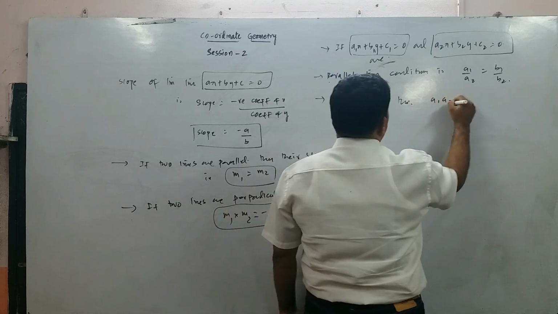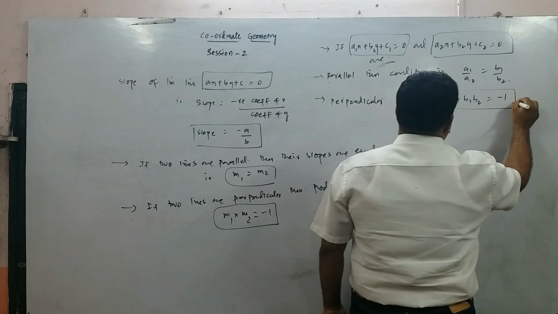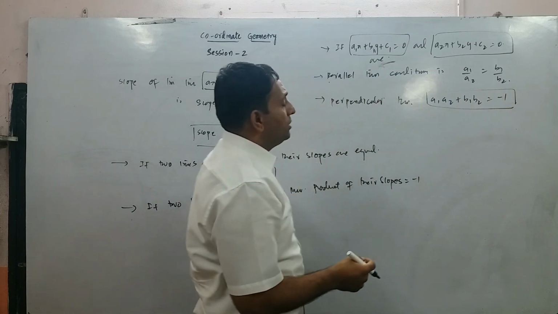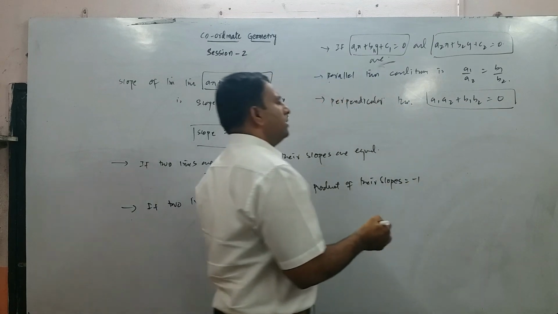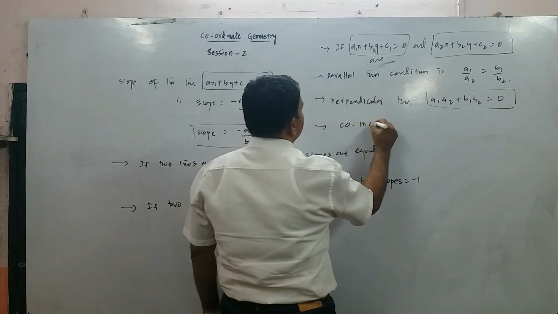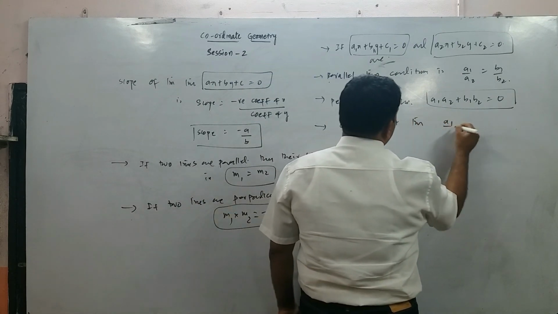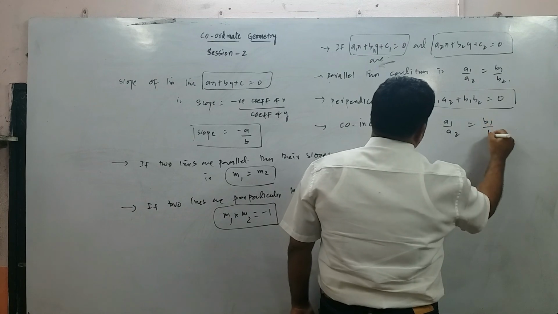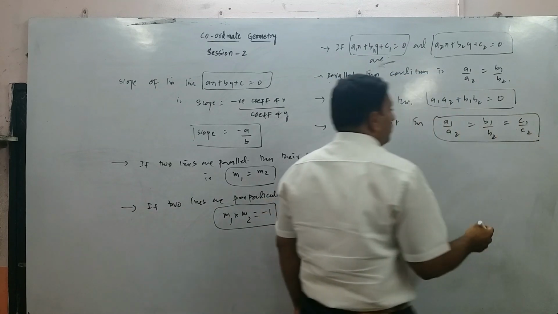then a1 a2 plus b1 b2 is equal to 0, not -1. a1 a2 plus b1 b2 is equal to 0. Alright, and if these two lines are coincident, then you have the condition a1 by a2 is equal to b1 by b2 is equal to c1 by c2. This is the condition you will apply if two lines are coincident.